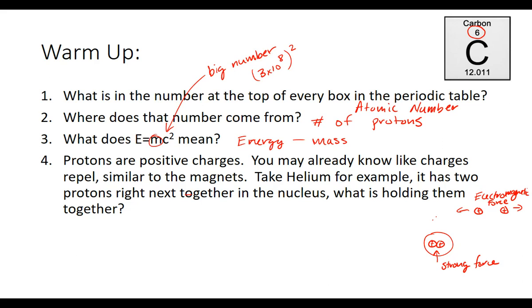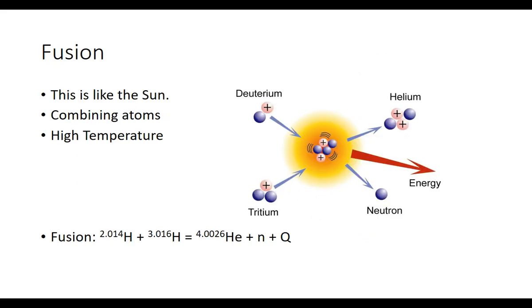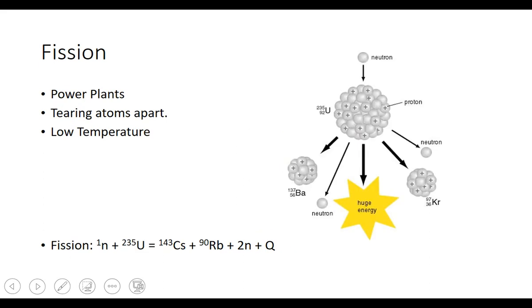So that's what's going on there. So there's two types of nuclear reactions. There's something called fission. So fission is what we use in power plants.